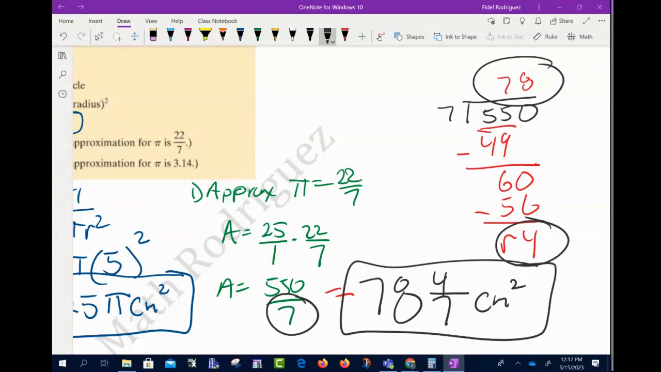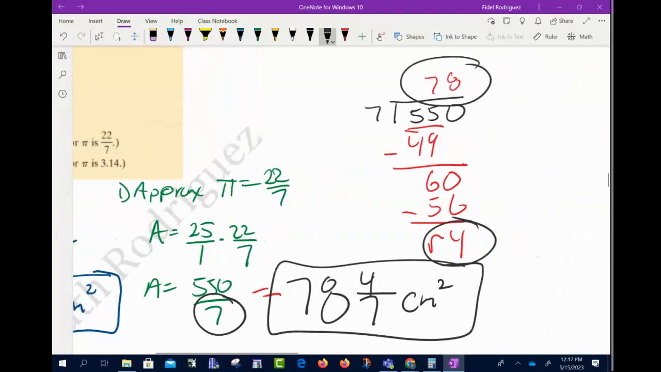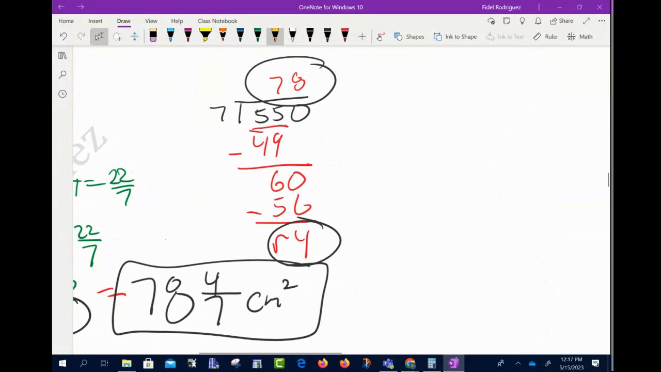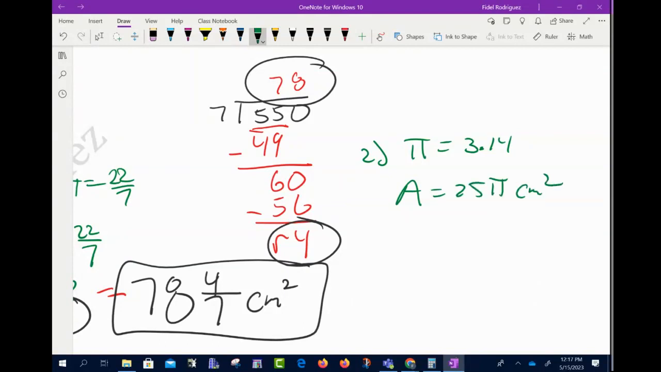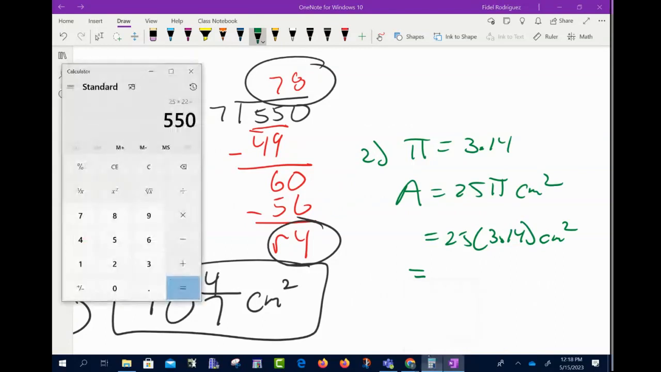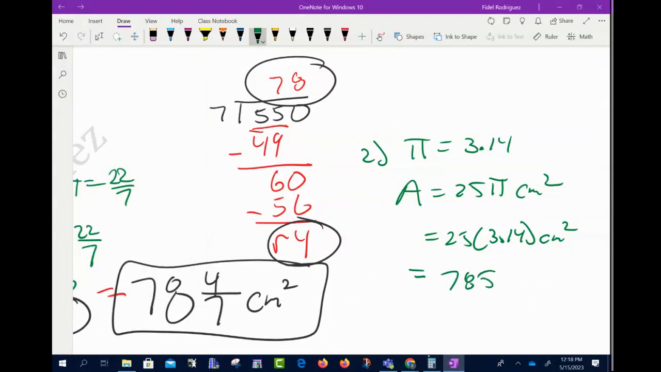Okay. Look, y'all. The third thing I'm going to do here, I'm going to do my second approximation. Pi is 3.14. Okay. Remember what we got? We had a 25 pi. I want to say it was centimeters squared. So all I'm going to do here, y'all, 25 times 3.14. There you go.